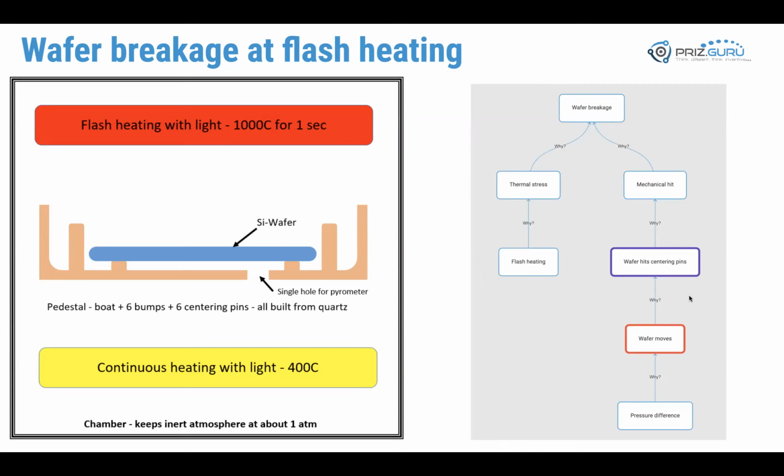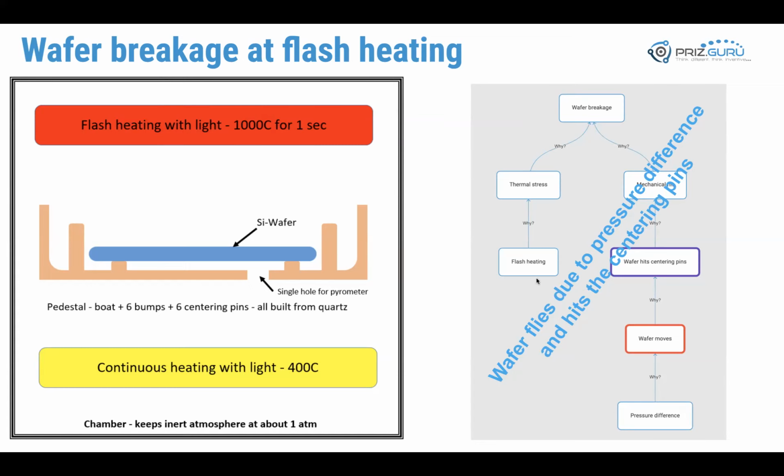And what we found out is that the wafer actually flies. Please, one more click, Alex. Okay, the wafer flies because we have two very different temperatures. We have very, very fast heating. This is a tornado, and the wafer just flies and hits, and hits. We believe it hits the centering pins.